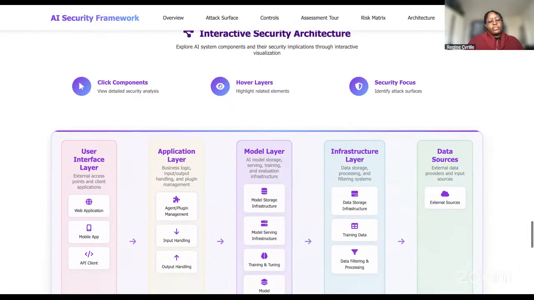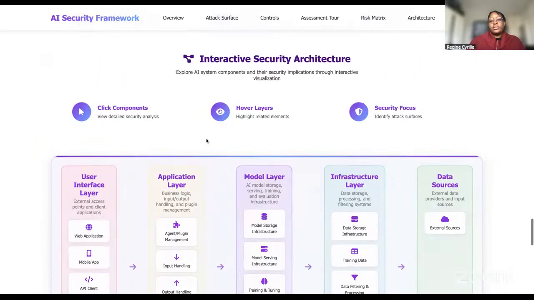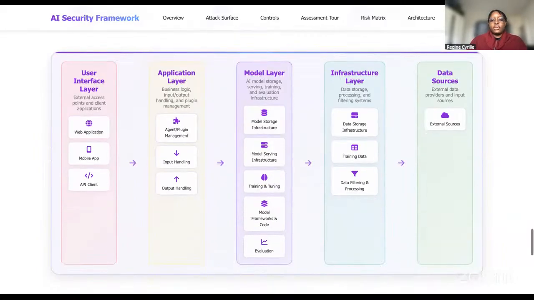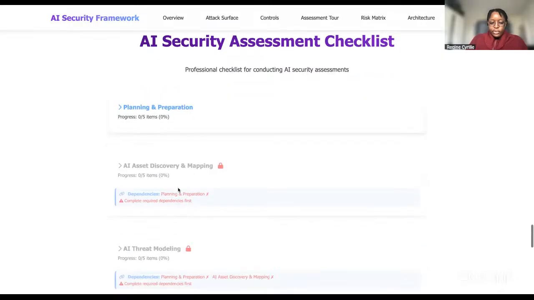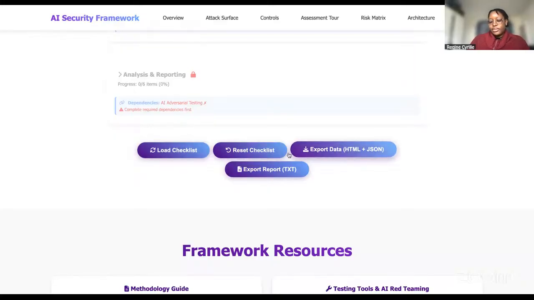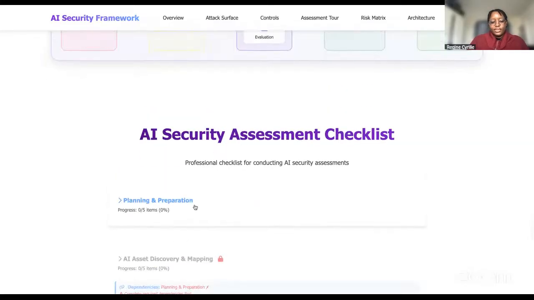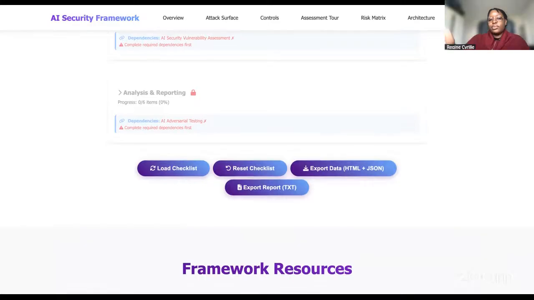This is just the architecture of the system based on this five-layer model, which takes into consideration the user layer, the application itself, the model, the infrastructure, and finally data sources, which are mostly external data sources. Then there is the actual checklist, and if you complete it, at the end it generates some kind of report, in JSON and HTML format, and even in text format. But we didn't do any of the steps, we didn't do an actual test or penetration test, so we will not have anything on the report, but you can export your report. You saw it there.